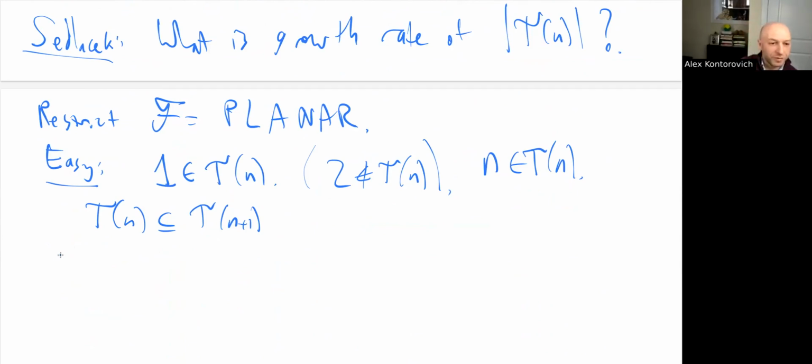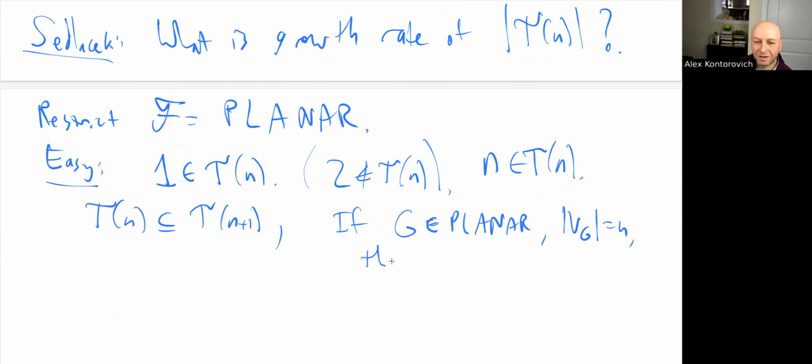So what can one prove? These are some easy things. Another easy thing is that if G is planar, so if it's in the family of planar graphs, and the number of vertices of G is n, then the number of spanning trees is at most, let me be crude, something like 8 to the n. Doesn't matter, this is some constant. So there exists a constant such that if G is planar, then it grows at worst exponentially.